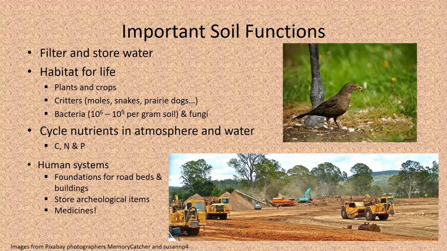Soil is also important for cycling nutrients, and that's in our atmosphere and water systems. So it cycles carbon, cycles nitrogen, and also phosphorus, in addition to others. Soil is also important for many human systems. We need soil as the foundation for roadbeds and buildings. It is where archaeological items are stored and preserved over time, and it's the source of a number of medicines.